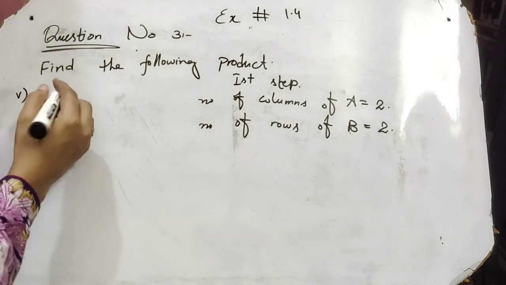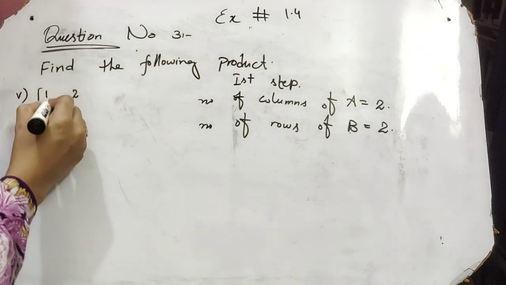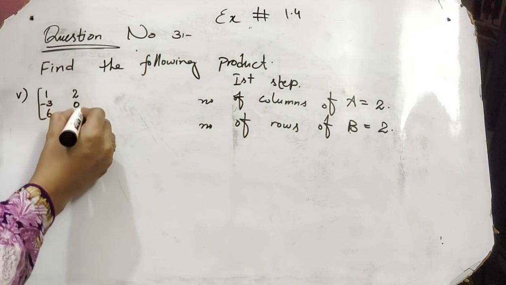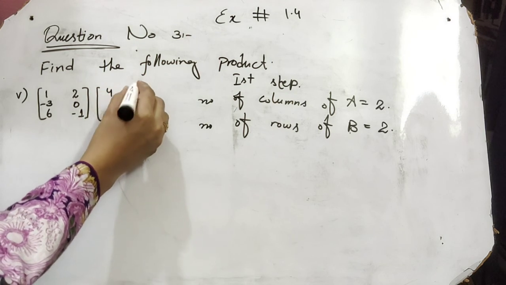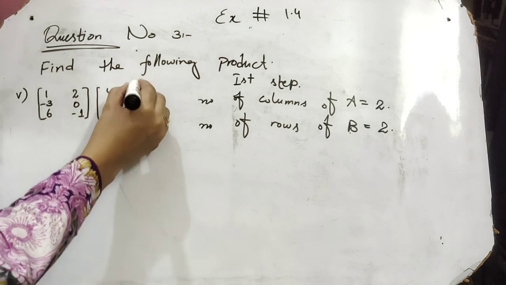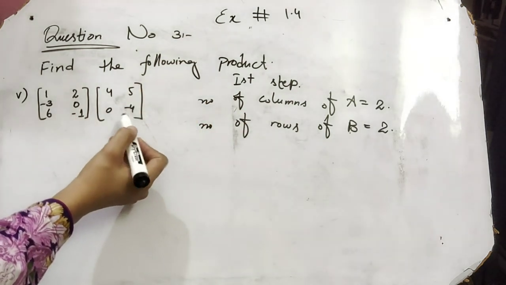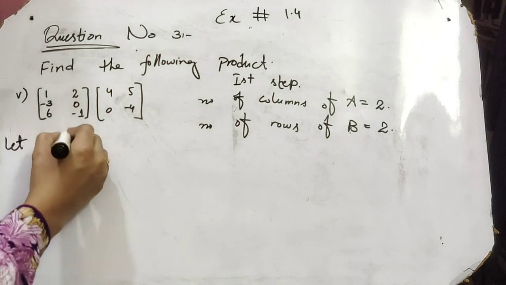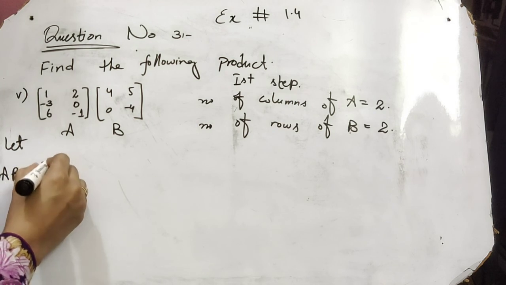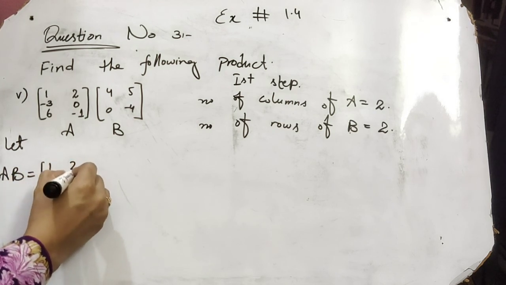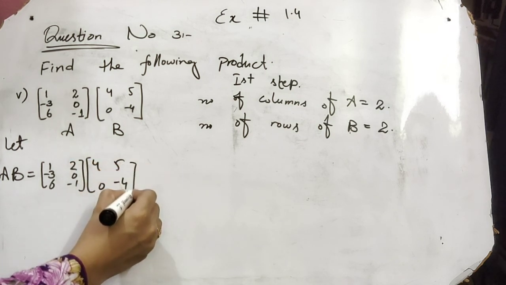So this is the fifth part. The number of columns of matrix A is equal to 2 and the number of rows of matrix B is equal to 2. Let this be A and this be B. We can easily find AB. 1 minus 3 and 6, 2 0 and minus 1, 4 5 0 and minus 4.